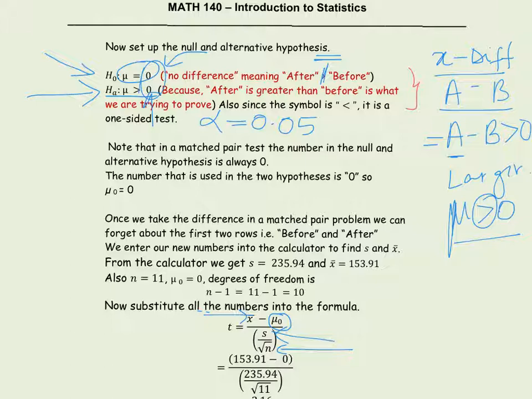So in order to find the p-value, we need to use table C. And in order to use table C, if you remember from before, you need the degrees of freedom. Degrees of freedom is sample size minus 1. So it's n minus 1. Sample size is 11. 11 minus 1 is 10. The number of degrees of freedom is 10.